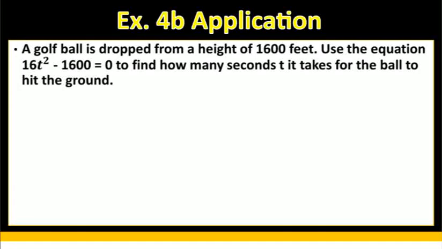I'm going to have you do this next one yourself. Here you're just going to take the equation 16t squared minus 1600 equals 0. You have to get the t squared by itself and then find the square root of t squared and the other side of the equal sign.